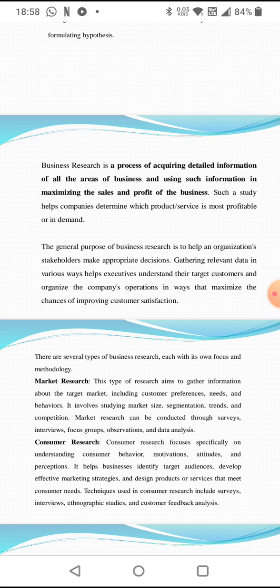The general purpose of business research is to help an organization's stakeholders make appropriate decisions. Gathering relevant data in various ways helps executives understand their target customers and organize the company's operations in ways that maximize the chances of improving customer satisfaction.